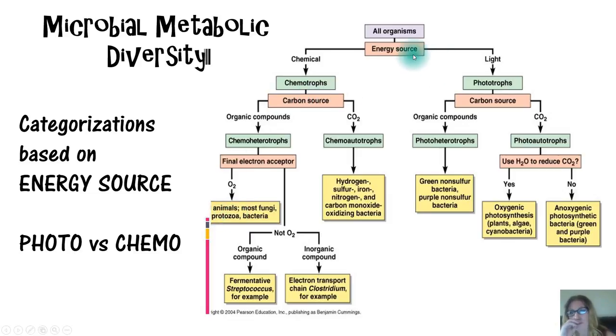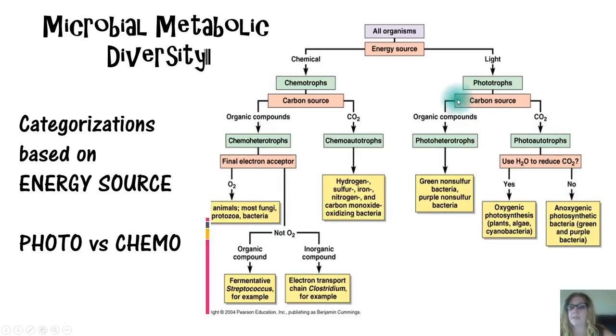All right, let's look at the other side. So we've got our photosynthetic organisms that eat light. As an energy source, they're going to take in light. But they still need their carbon source, right? So some can use carbon dioxide as their carbon source. Those would be your photoautotrophs. And some are going to use water to reduce carbon dioxide. If it does, it's called oxygenic because it's actually going to create oxygen. If it does not use water to reduce carbon dioxide, it does not produce oxygen.